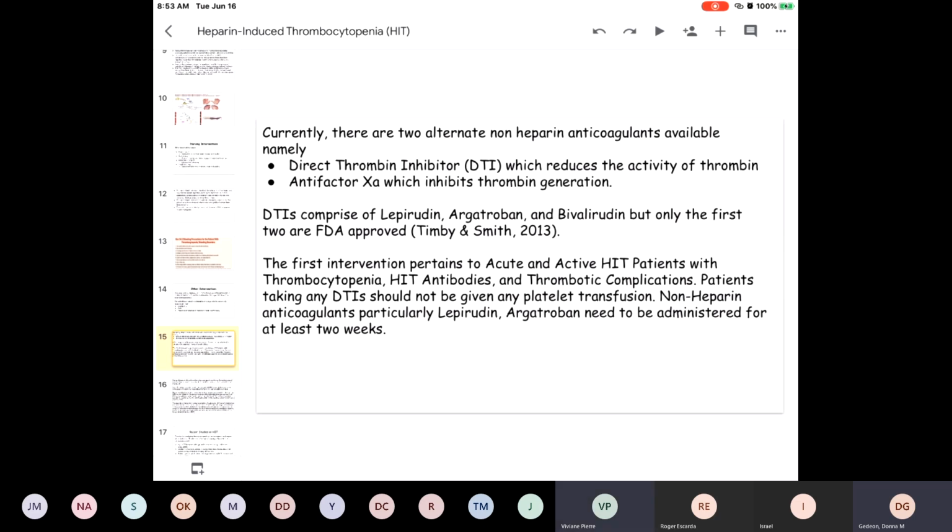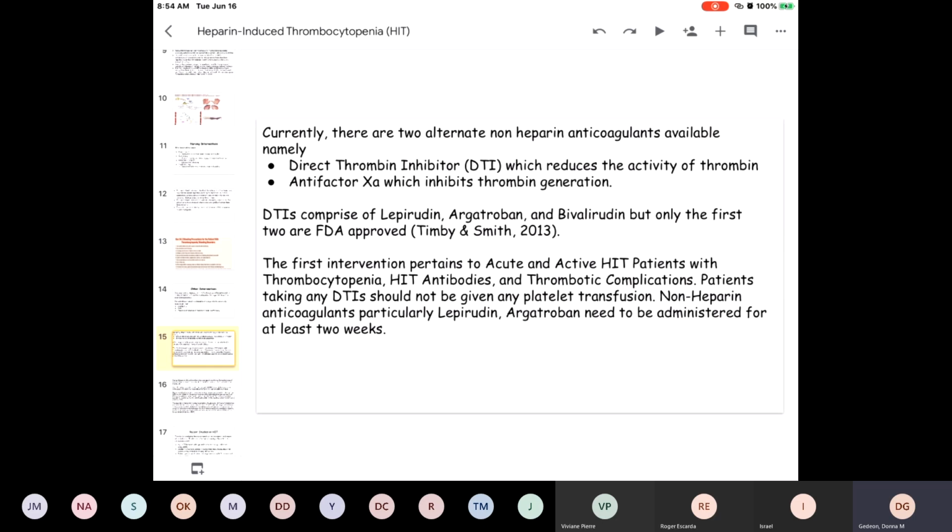The DTIs comprise lepirudin, argatroban, and bivalirudin, but only 2 are FDA approved. The first intervention pertains to acute and active HIT patients with thrombocytopenia, HIT antibodies, and thrombotic complication. Patients taking any DTIs should not be given any platelet transfusions.